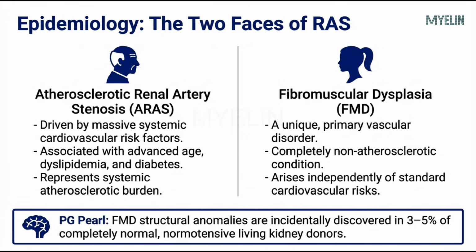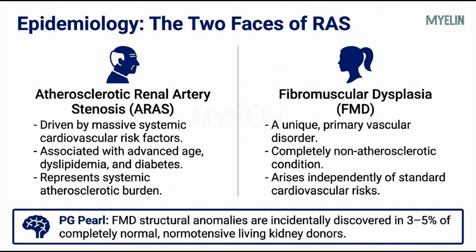Now we must distinguish the two distinctly different phases of renal artery stenosis. This dichotomy is tested constantly. On one side, we have atherosclerotic renal artery stenosis. This is driven by massive systemic cardiovascular risk factors. It is associated with advanced age, dyslipidemia, diabetes, and represents a widespread systemic atherosclerotic burden throughout the body.